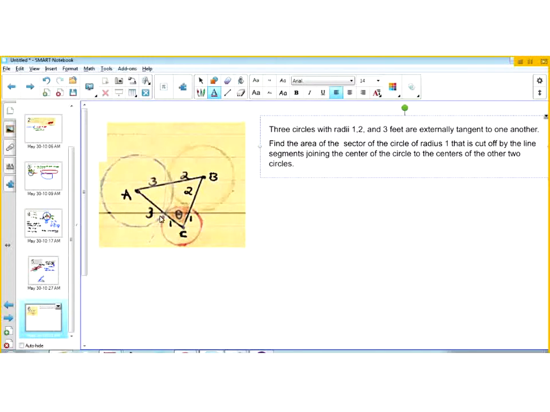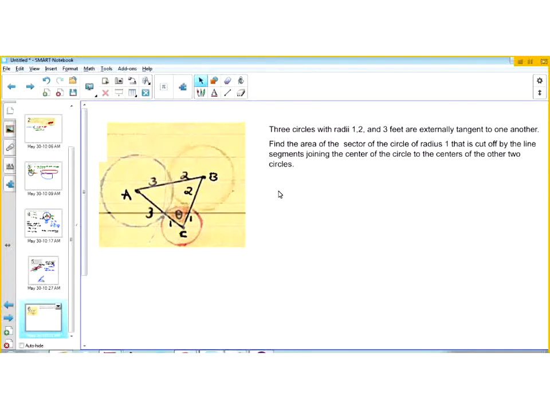So the blue circle, radius 3, centered at A. The red circle, radius 1, centered at C. And then the green circle, radius 2, centered at B. So what we do is we take the center of circle C, and we join its center to the center of circle A and the center of circle B. Okay, and so we want to find the area of this orange or perhaps red shaded sector of circle 1. So you can see the illustration. So this is kind of an interesting problem.